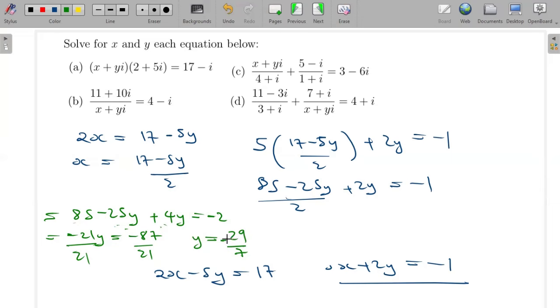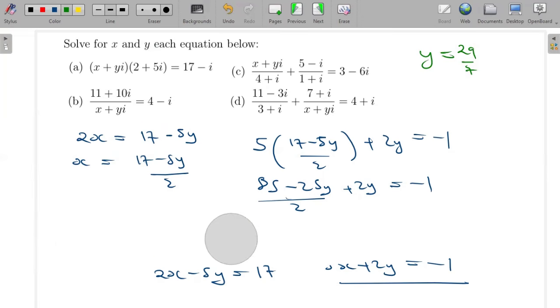So negative here, because there's a negative sign there. Okay. So negative, oh, there's a negative on both of them. So negative, negative gives you positive. So you get 29 over 7. So our y value we found to be 29 over 7. Now let's do the x.